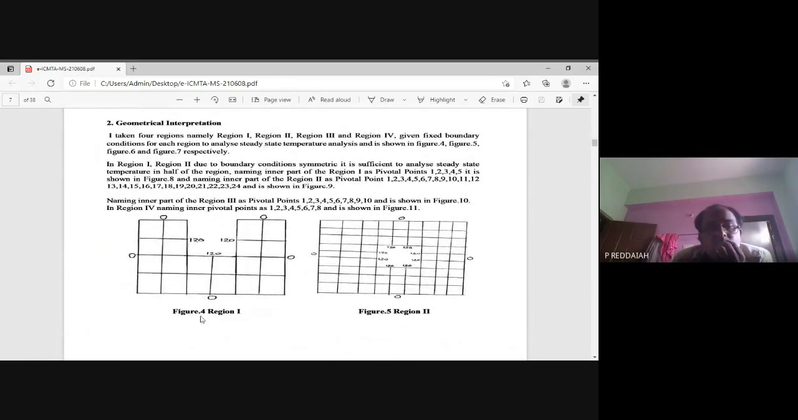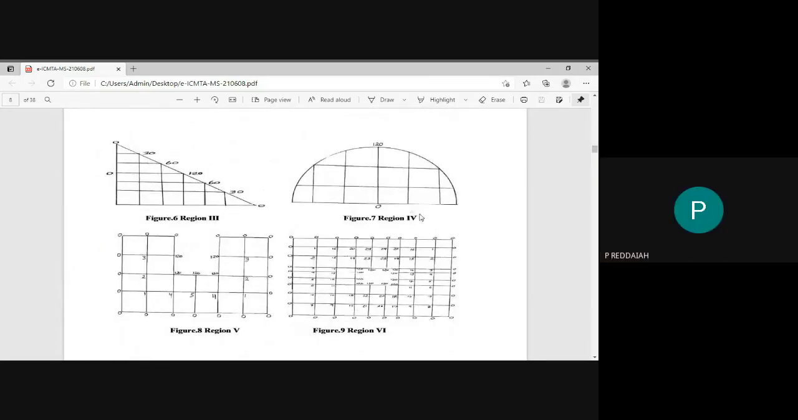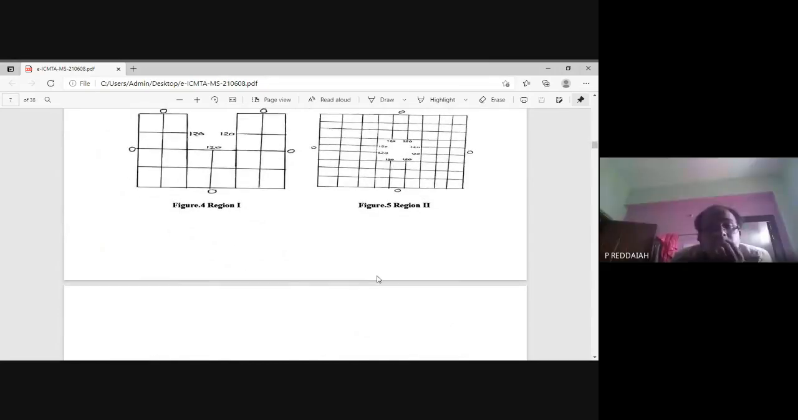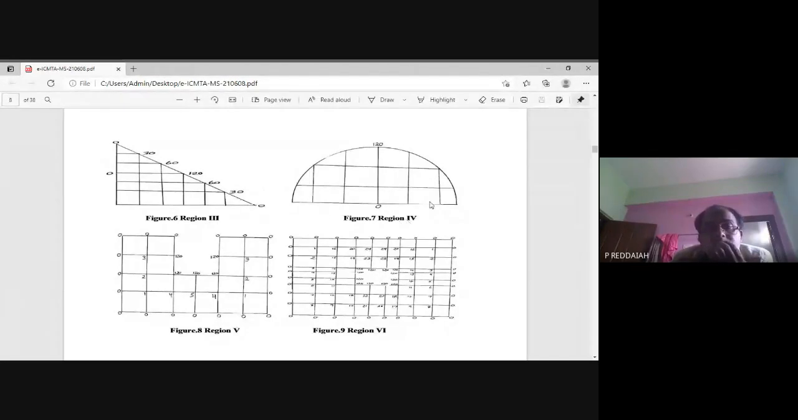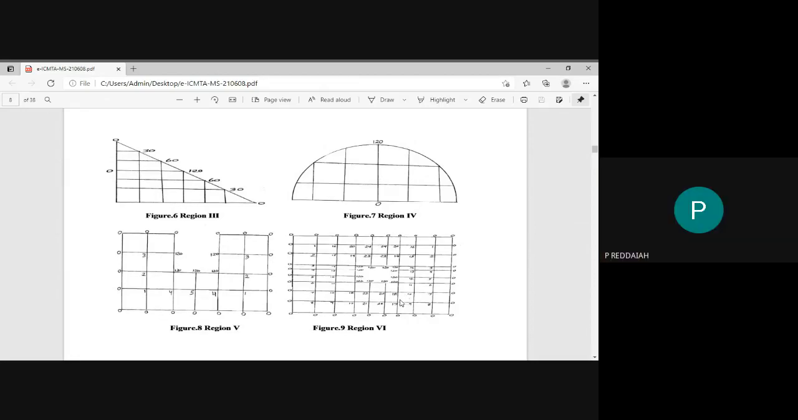Here I have taken 4 regions. This is region 1, region 2, along with boundary conditions. This is region 3, this is region 4. These two, region 1 and region 2, are non-curved regions. Region 3 and region 4 are curved regions. For regions 1 and 2, I have taken pivotal point values 1 to 5, and 1 to 5 again due to symmetry, because the boundary conditions are equal to half of the region in these 4 regions.